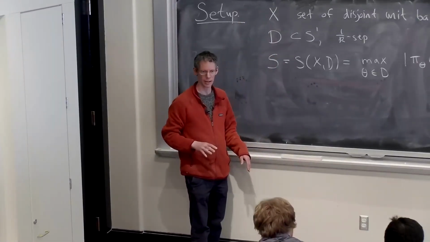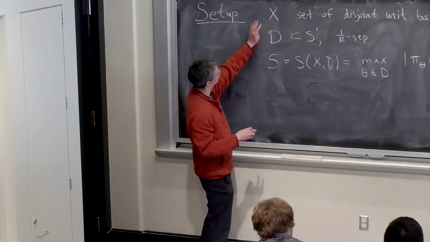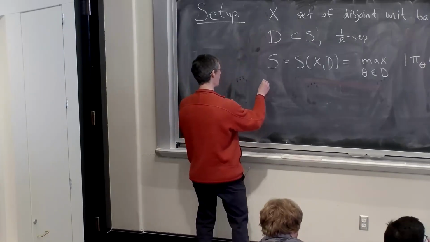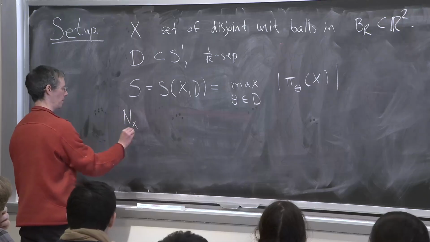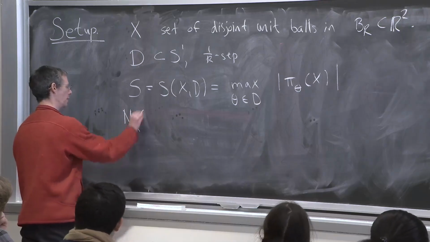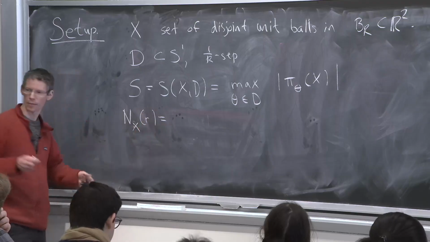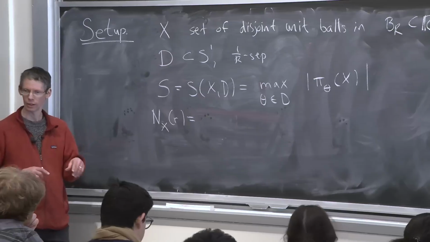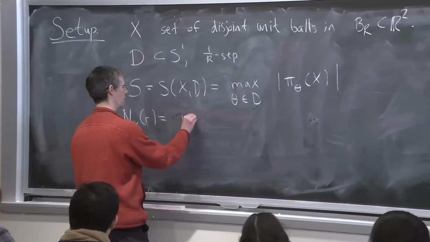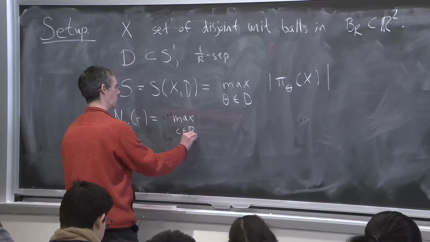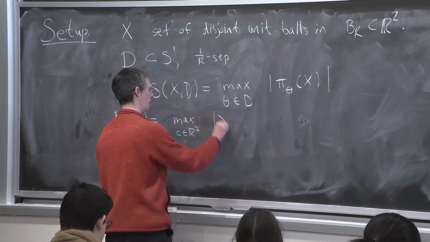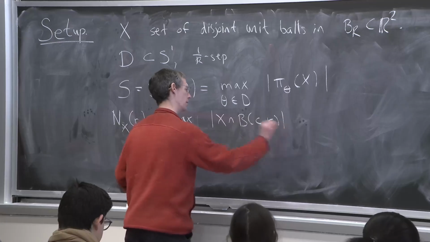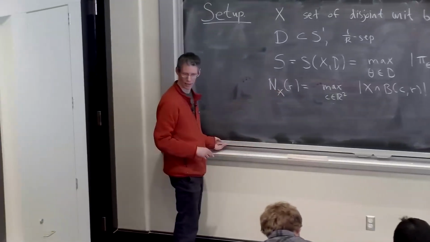And in this Euclidean setting, we also need to care about how this set X and how the set D are clustered. So that's measured by, I guess we'll call them clustering functions. So n sub x of little r measures the most amount of X in any ball of radius little r. So this is the maximum over c in R2 of the size of X intersected with the ball around c of radius r. So this measures how X is clustered.